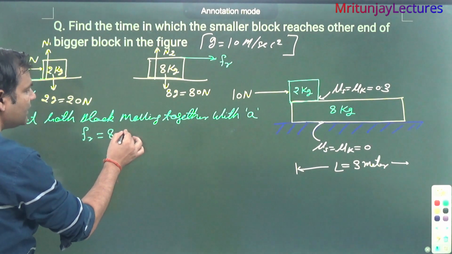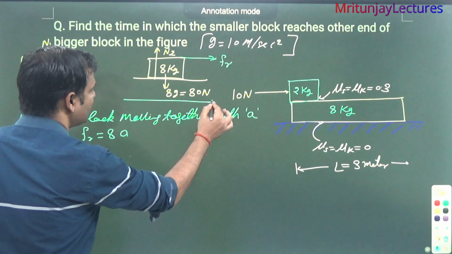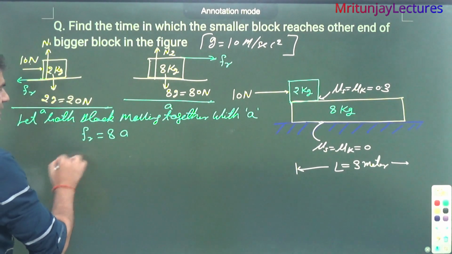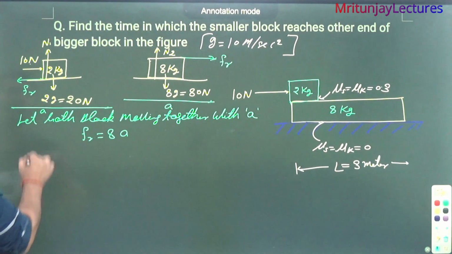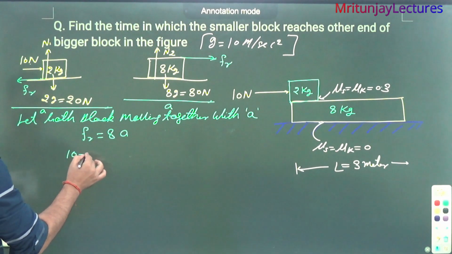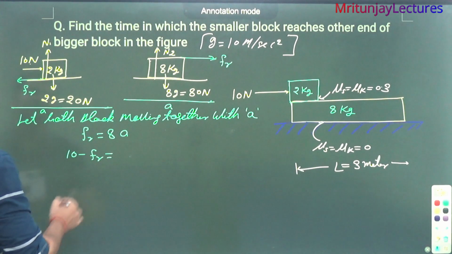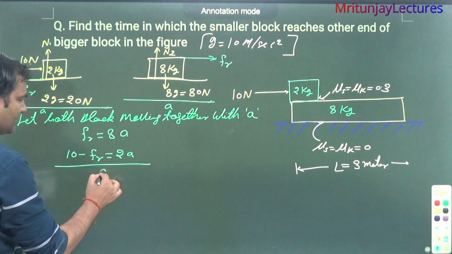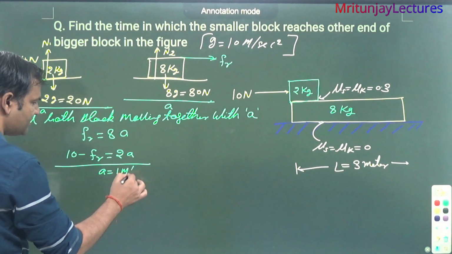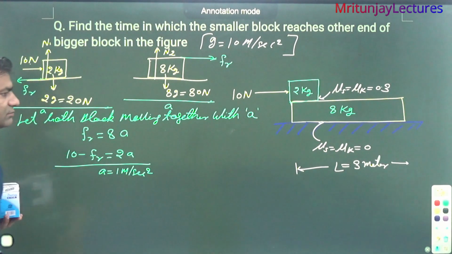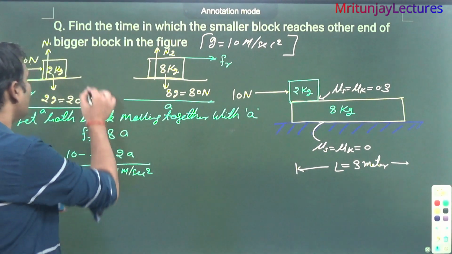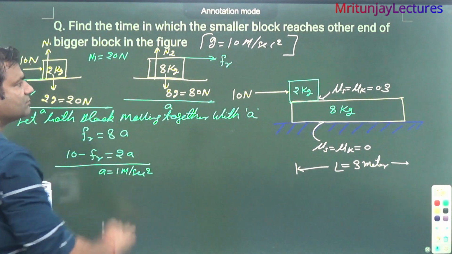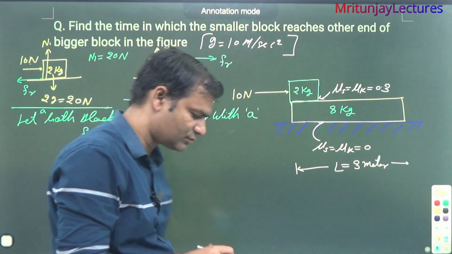So Fr is written as 8 into A, because both are moving with the same acceleration, that's why 8A. Now here, 10 minus Fr equals 2A. So what about A? A is written as 1 meter per second square. Clear? What about N1? N1 will equal 20 Newton. Look.